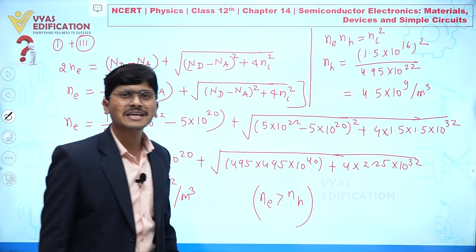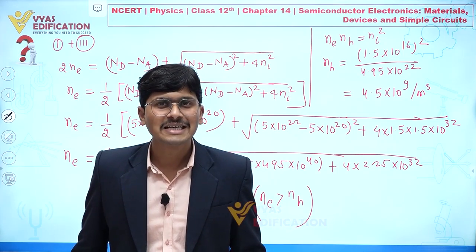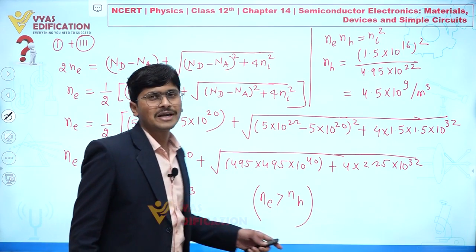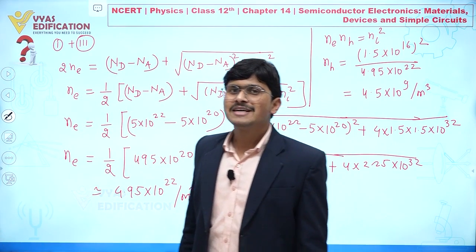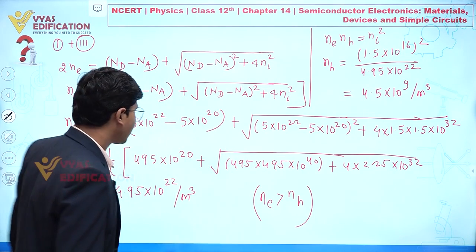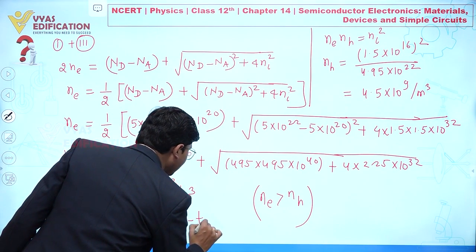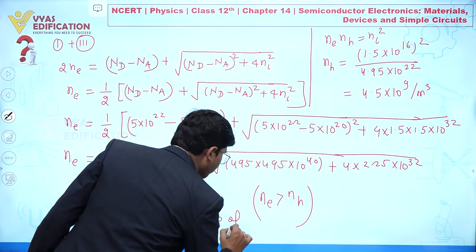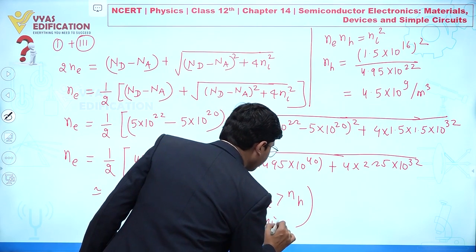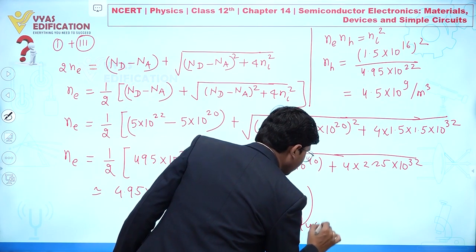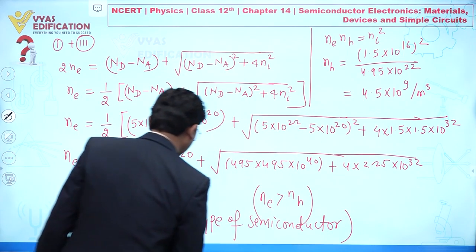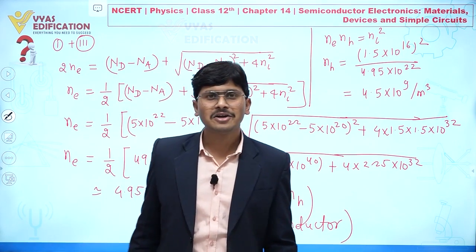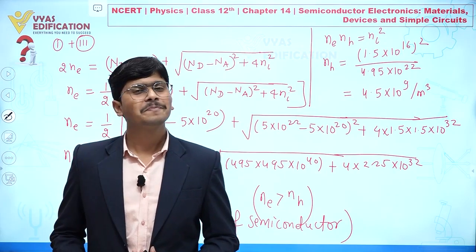Definitely it means the number of electrons is the majority charge carrier and the number of holes is the minority charge carrier. It means we can directly say this is an N type semiconductor. Clear to everyone? So this is all about this question.